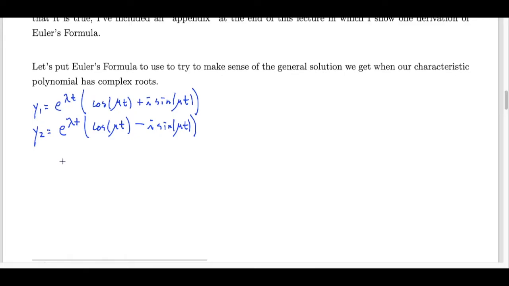To start, let me simply add these two equations. Since I know y1 is a solution and y2 is a solution, when I add them, I know that the result will also be a solution. Notice that adding these, there will be some nice cancellation in here. I'm skipping some steps algebraically because maybe I should distribute this exponential back through, but confirm on your own that the algebra that I'm doing here is valid. When I add these two solutions, I claim I get 2 times e to the lambda t cos of mu t. So we know that this is a solution of my differential equation.